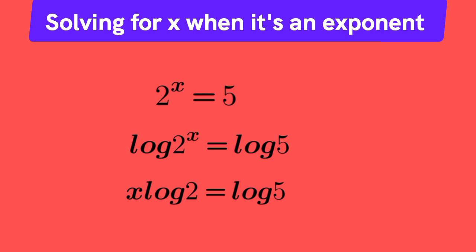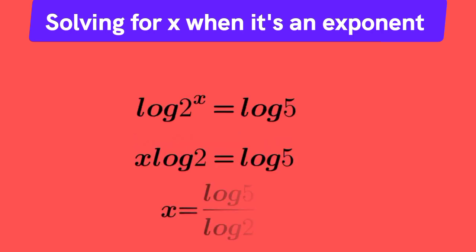Then to get x by itself, we are going to divide both sides by log 2. So we have x equals log 5 over log 2. This is what we did before when we said x equals log 5 over log 2. When you insert this into your calculator, you're going to see an answer. Now, let's try a more complicated example.